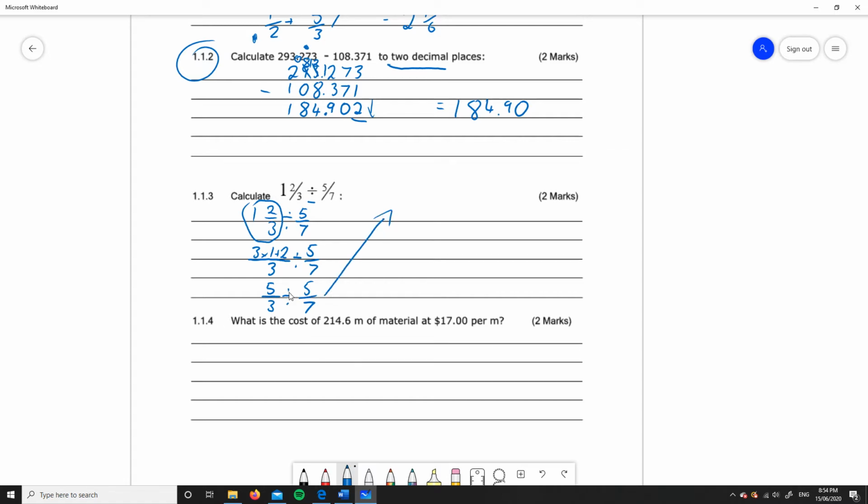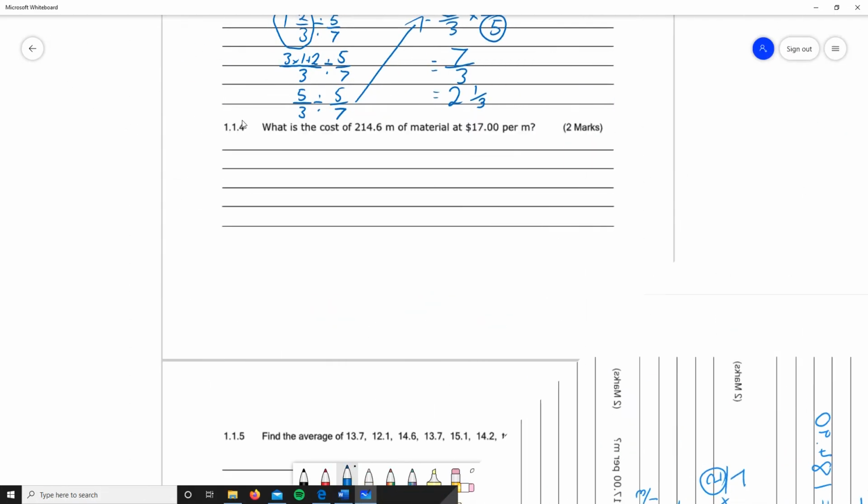What I can do there is, rather than dividing, I can invert or flip that one there. Gives me 5/3 times 7/5. The 5's will cancel each other out, leaving me 7/3. 7/3, 3 goes into 7 twice, remainder 1. So that will give me 2 and 1/3 remaining.